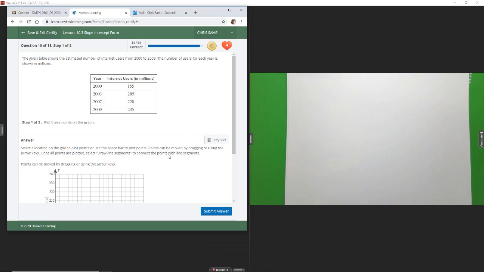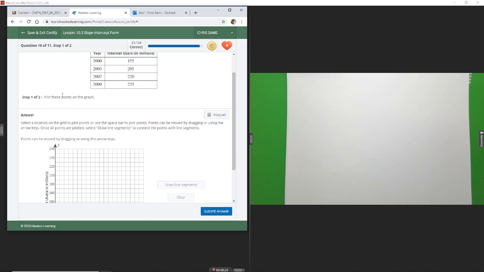All right, question number 10. It says this table shows the estimated number of internet users from 2000 to 2009. The number of users for each year is shown in millions. So these are millions of users.